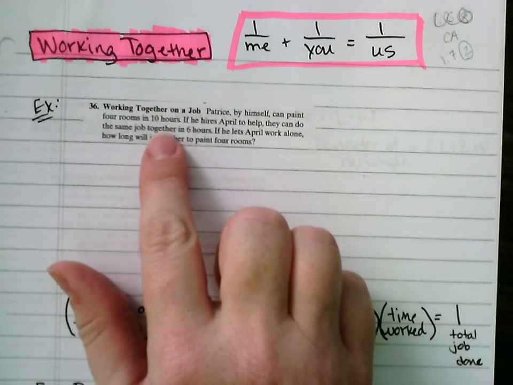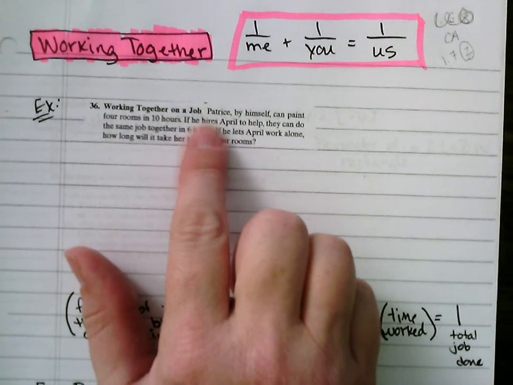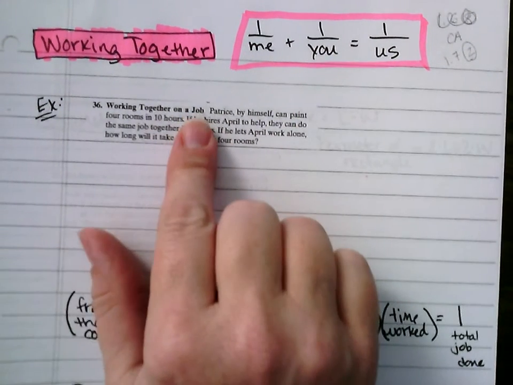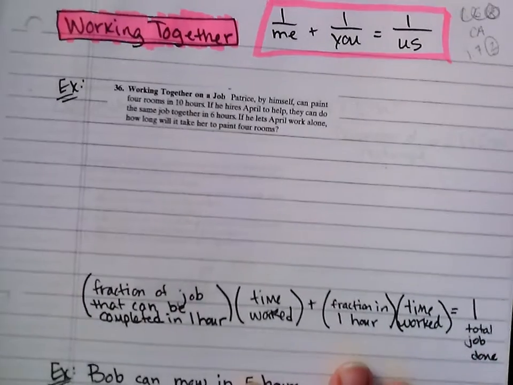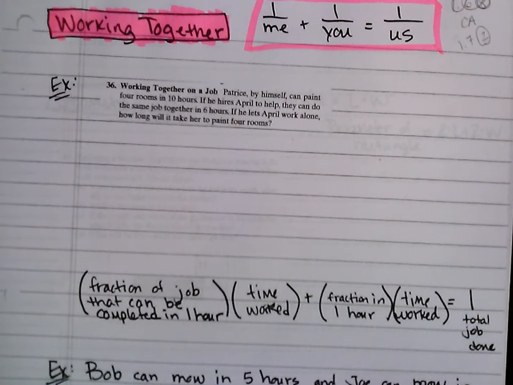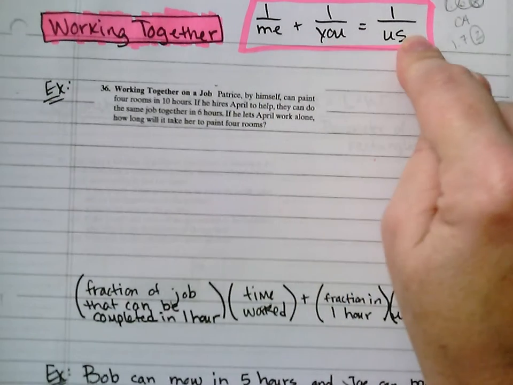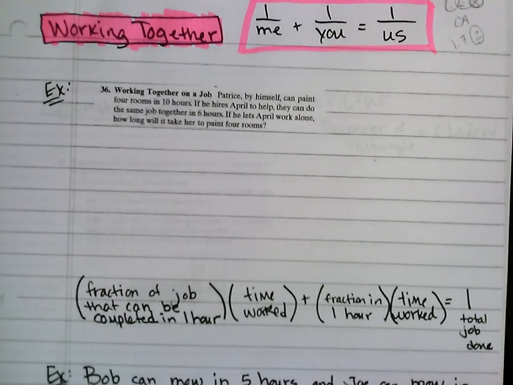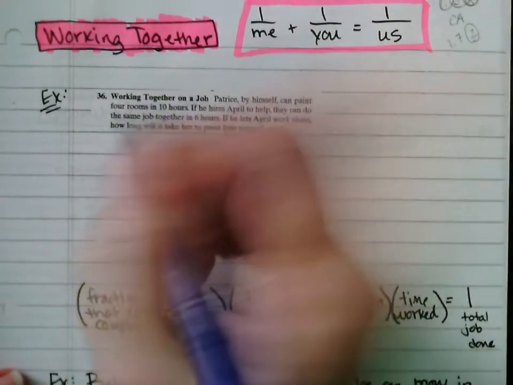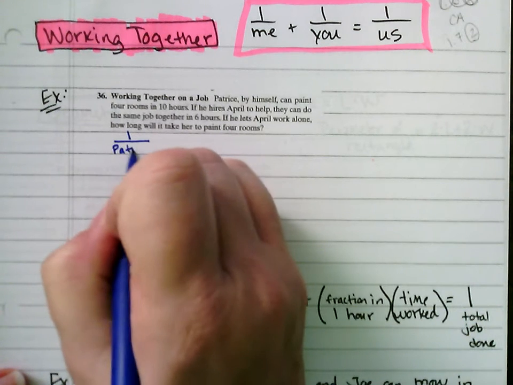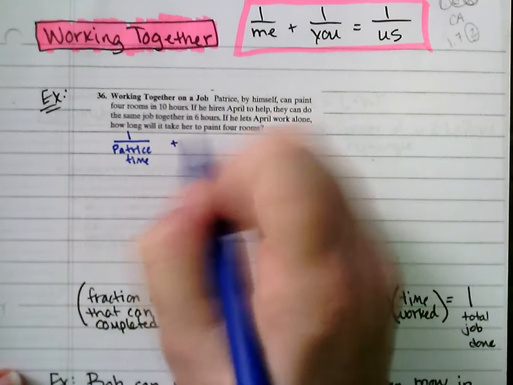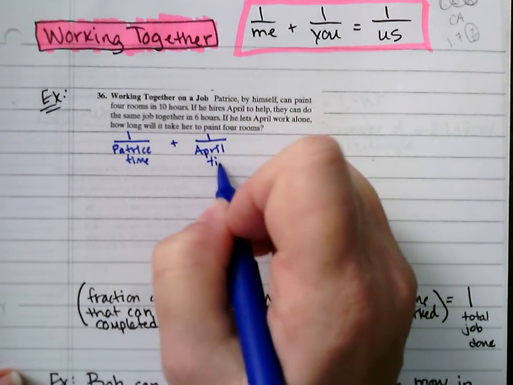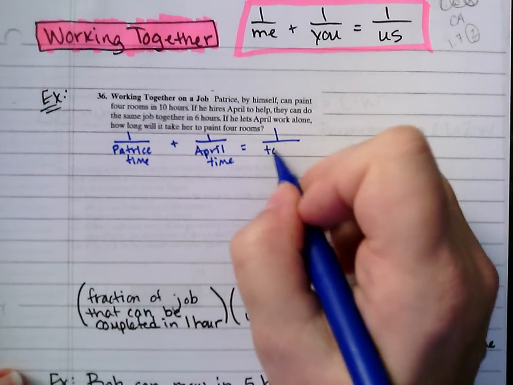So for this simple story problem, we can use that formula. Patrice by himself can paint 4 rooms in 10 hours. If he hires April to help, they can do the same job together in 6 hours. If he lets April work alone, how long will it take her to paint 4 rooms? So in this case, it's Patrice, April, together. So based on our formula, we would have 1 over Patrice's time plus 1 over April's time equals 1 over the time it takes together.